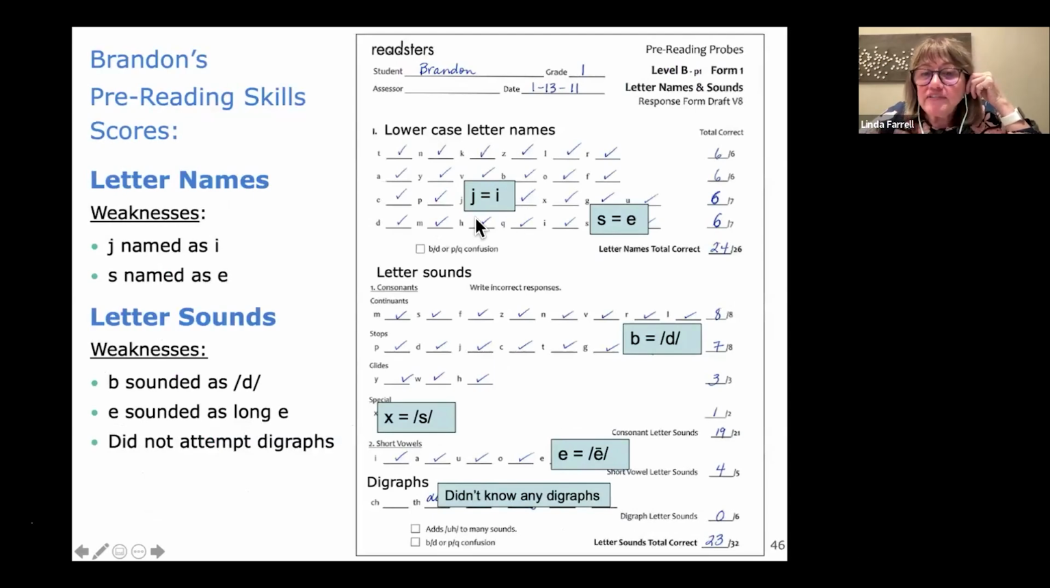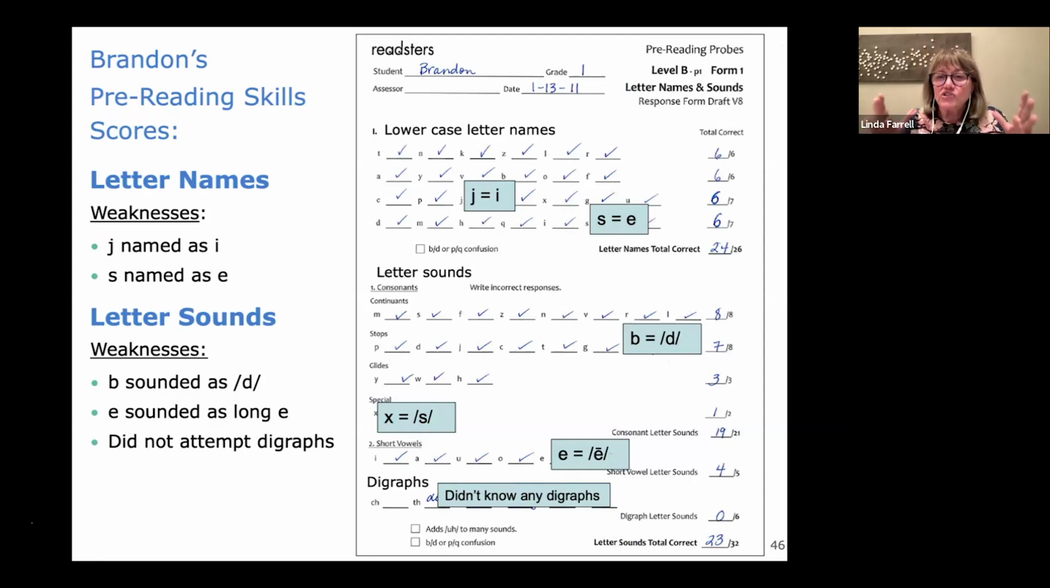So we looked at this. All he was missing in his lowercase letter names was that he called J an I and S an E. I don't understand this problem, but he had it. He had BD issues. And the sounds that he missed were X, which he said was, and he knew all his vowel sounds except that for E, he gave long E instead of short E. He didn't know any digraphs. We didn't really care about that.